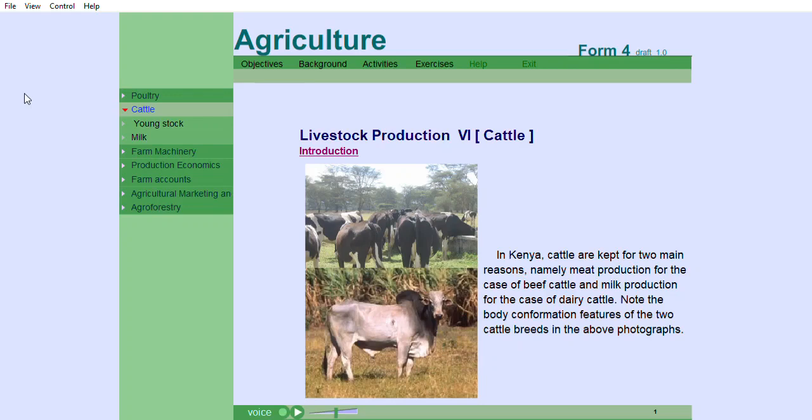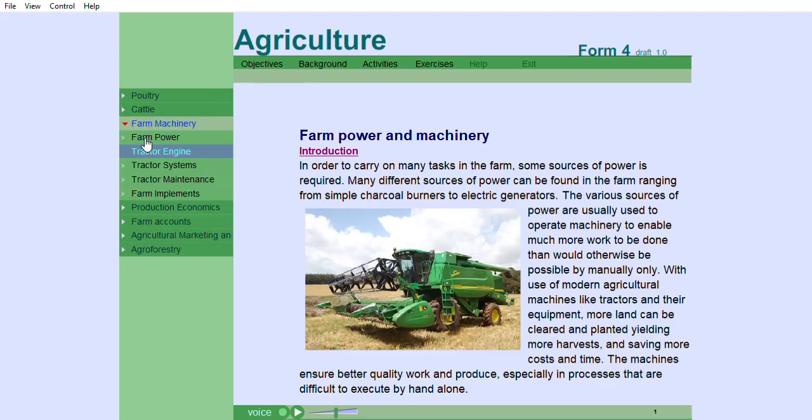Meat production for the case of beef cattle, and milk production for the farm power and machinery.